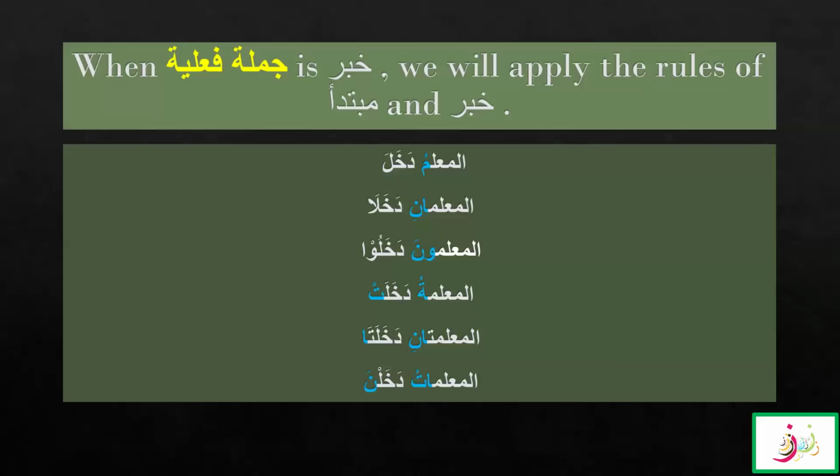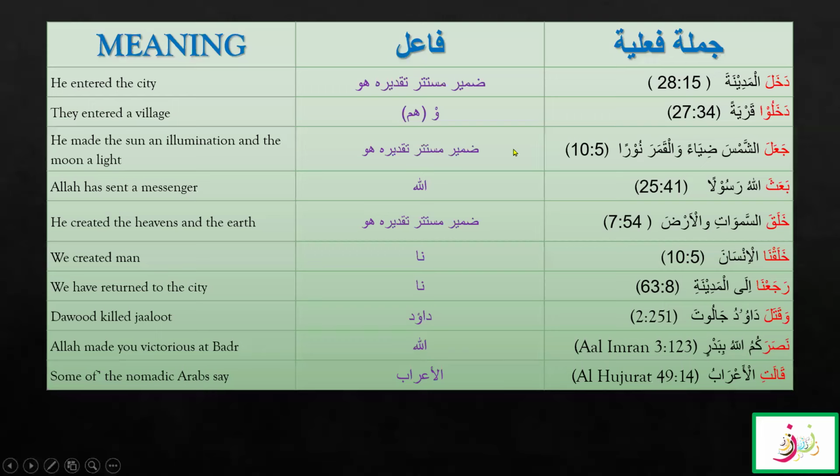So here, when a jumla fi'liyya is used as a khabar, we will apply the rules of mubtada and khabar. As I told you, the revision of jumla ismiyya was very important because we will be using the rules for jumla ismiyya here, because when jumla fi'liyya and jumla ismiyya combine, how are we going to write it? So here we are going to learn, when a sentence is starting with a jumla fi'liyya.